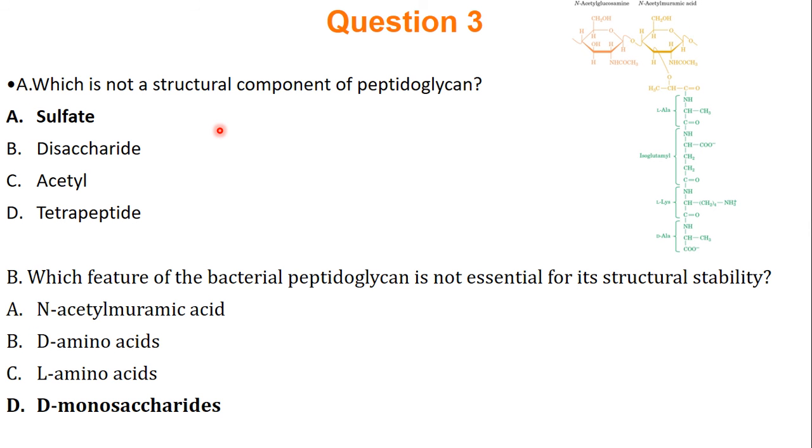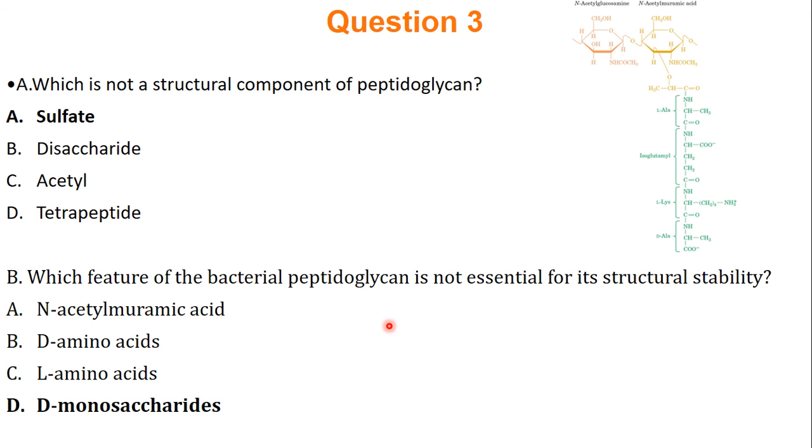Which is not a structural component of the peptidoglycan? It's sulfate, but let's talk about why the other ones are true. Disaccharide, yes. Every peptidoglycan has a disaccharide, N-acetylglucosamine and N-acetylmuramic acid. Acetyl group, yes, it's in the name. Tetrapeptide: it doesn't always have to be a tetrapeptide. Sometimes it's a pentapeptide, sometimes a tripeptide, but you always have amino acids connected to your peptidoglycan.